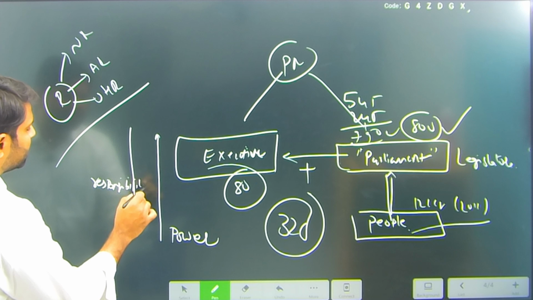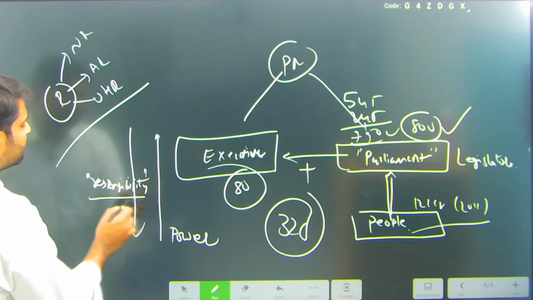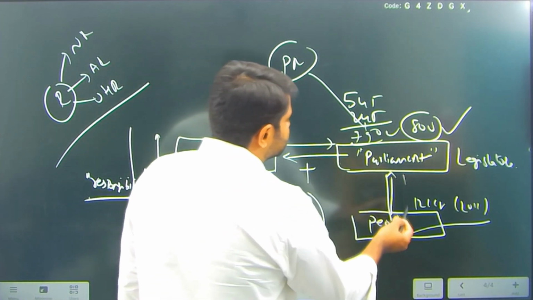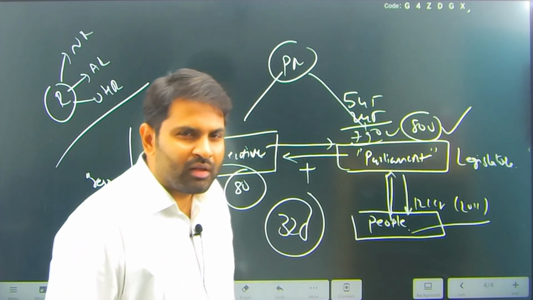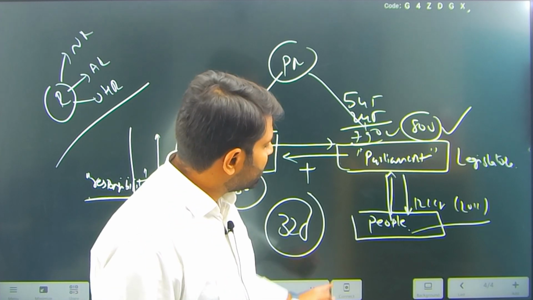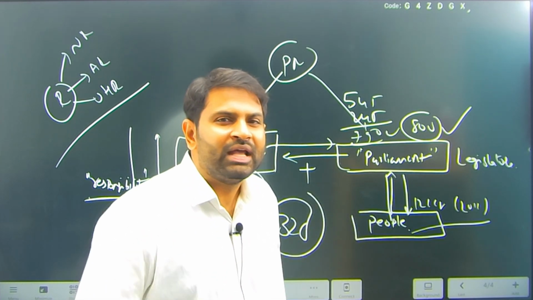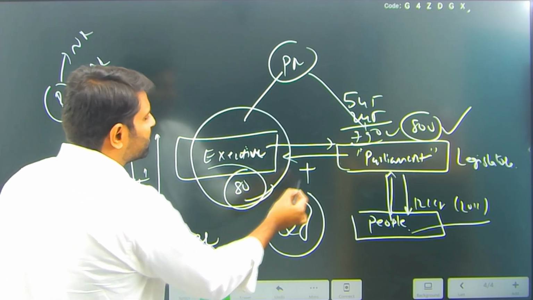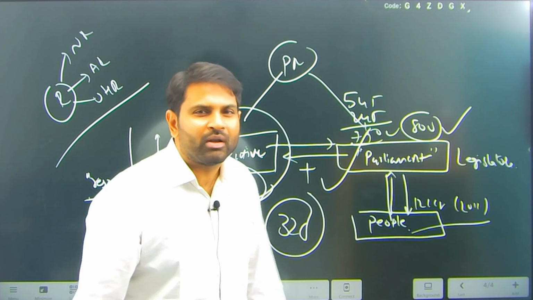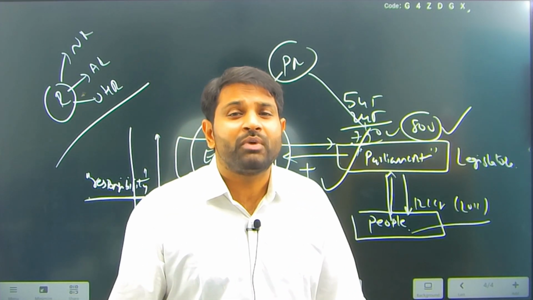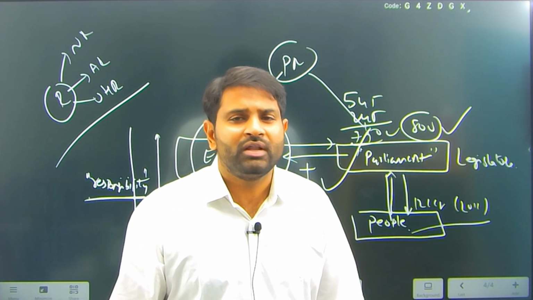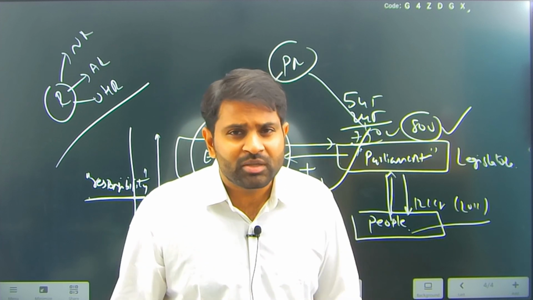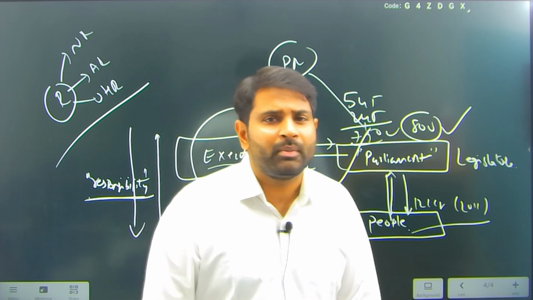Responsibility and accountability should come down, right? Executive is responsible to parliament. Parliament is responsible to people. Can you see this? Executive is responsible to parliament and parliament is responsible to people. The exact wording is that when executive is collectively responsible to parliament, that is called parliamentary form of government. Simple. Understood?